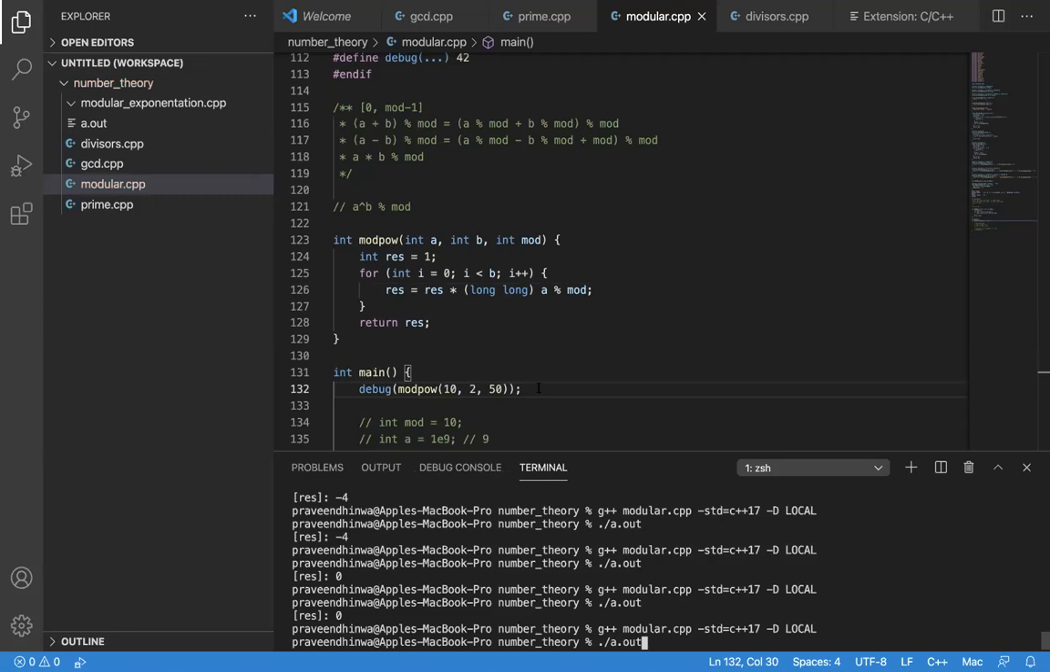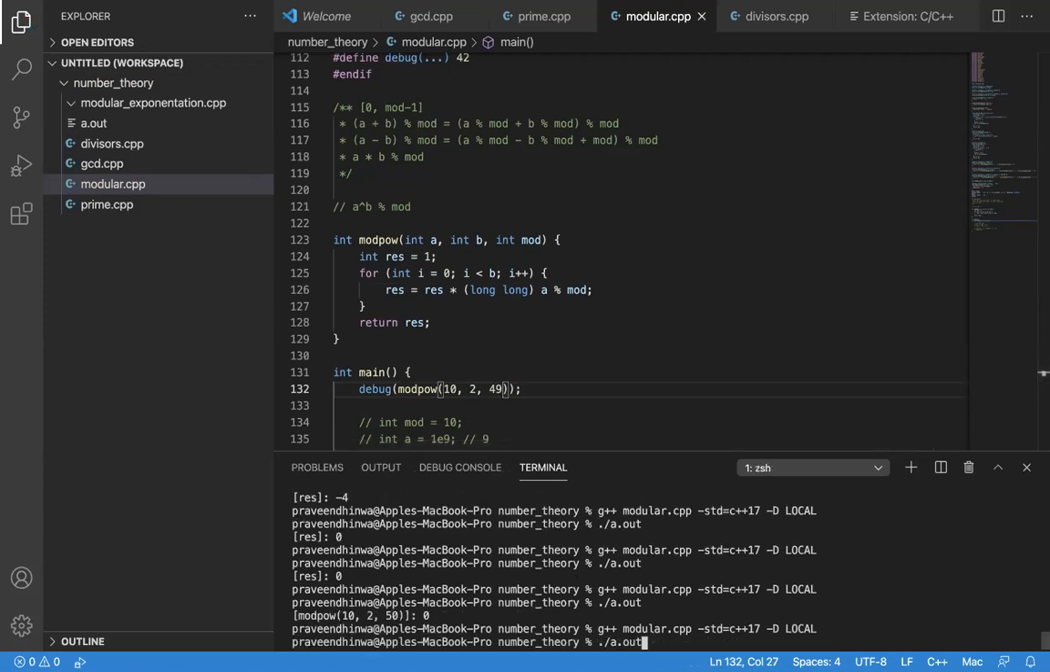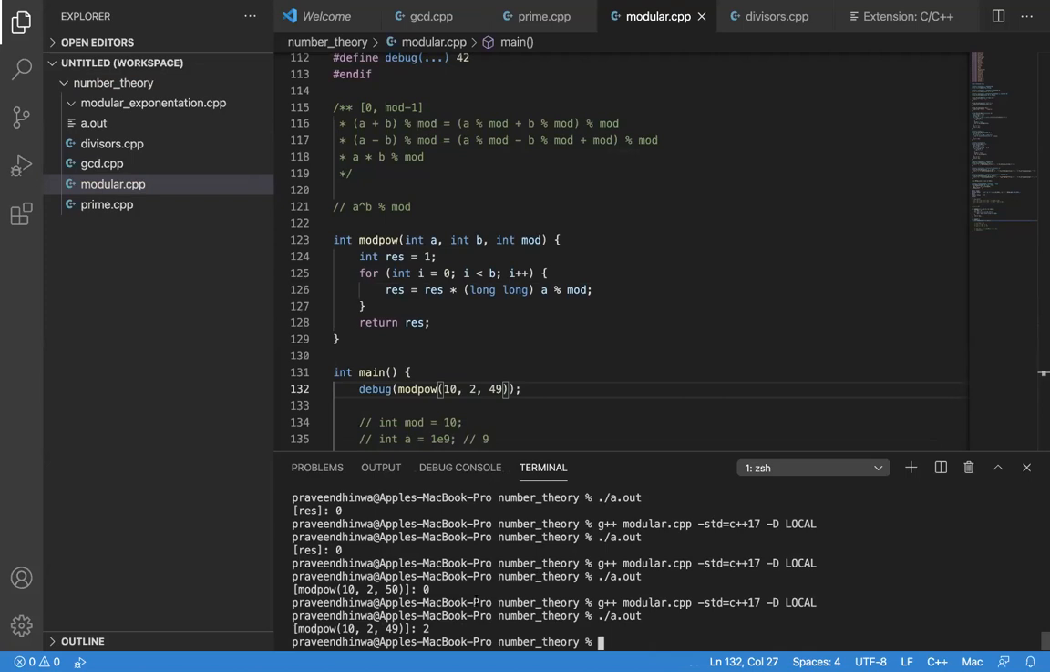What should be the answer, by the way, of this? 10 power 2 percent 50. The answer should be 0. So let's try by 49. What is the answer of 100 percent 49? The answer is 2. So is this code clear to everyone? Why is this working? You are iterating b times, keep multiplying by a, and whatever is your answer, you give. Make sure you are using long here because your answer may overflow.